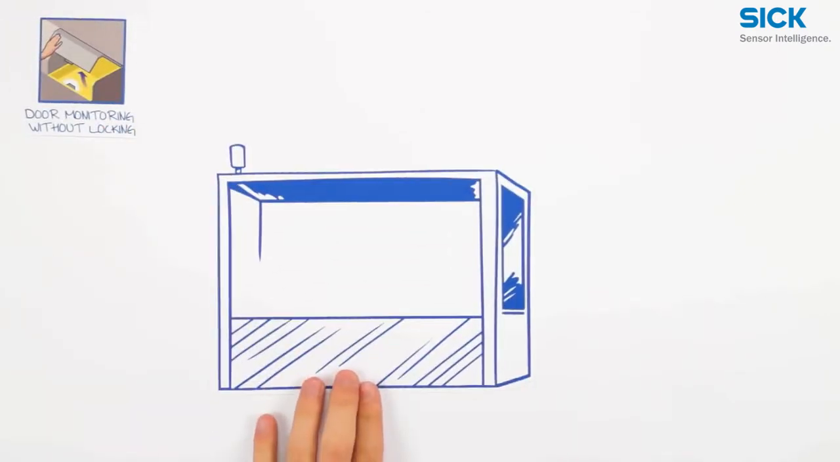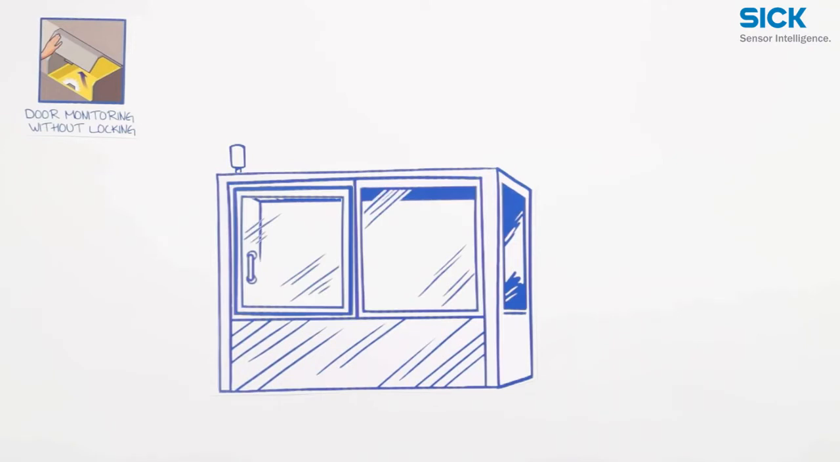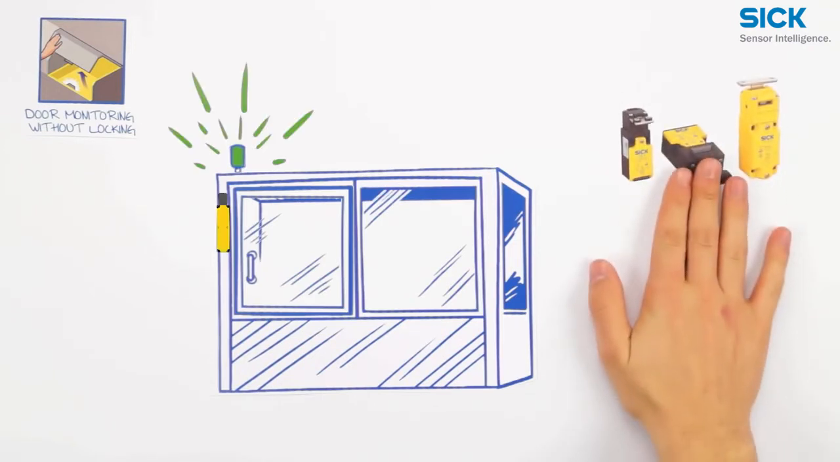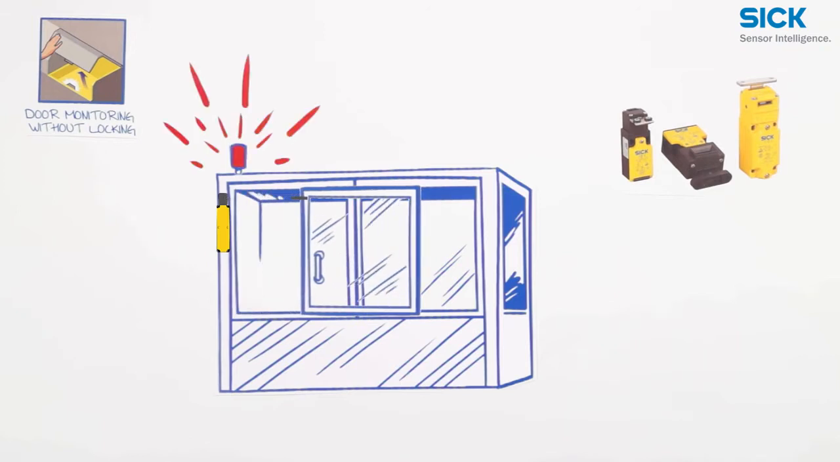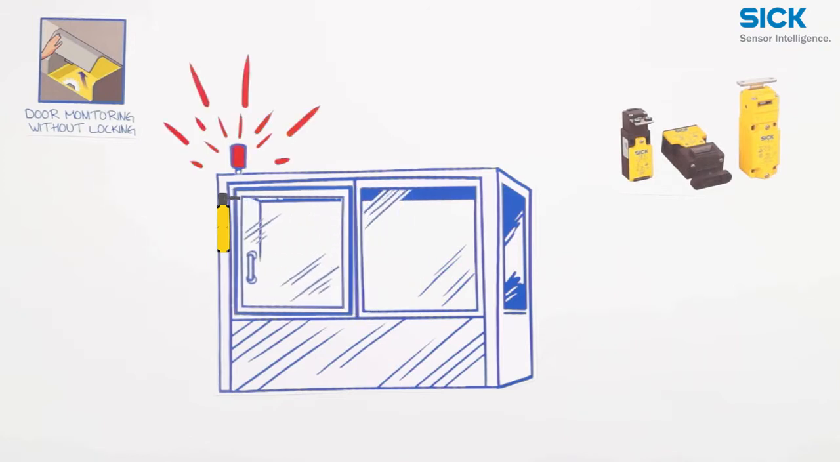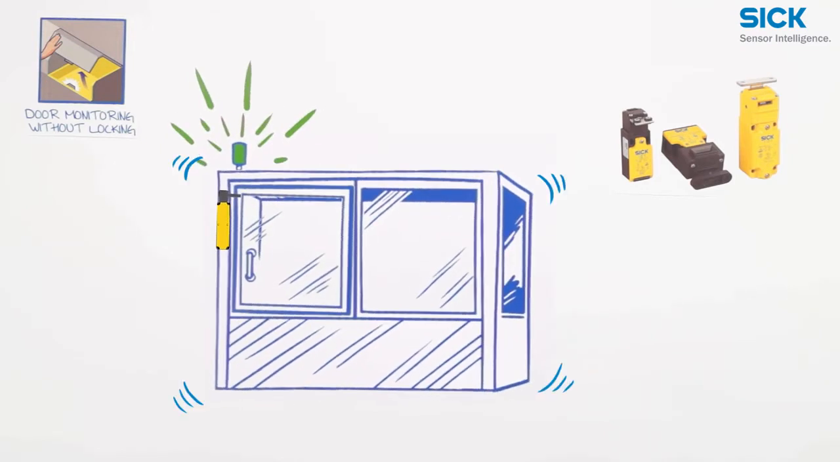To monitor protective doors, you can use electromechanical safety switches with a separate actuator. They switch the machine off if the door is opened, but also provide the retaining force that keeps the door closed in case of light vibrations.